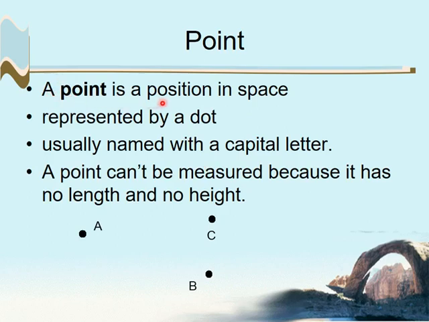A point is a position in space represented by a dot, usually named with a capital letter. A point cannot be measured because it has no length and no height. Basically, a point is a concept. It is denoted by a dot: point A, point C, and point B.